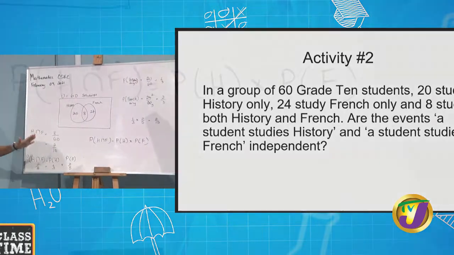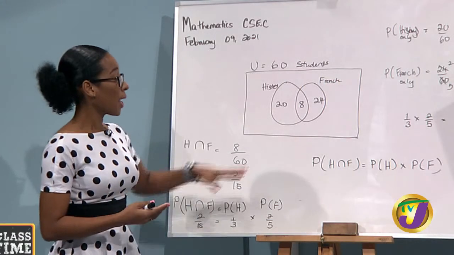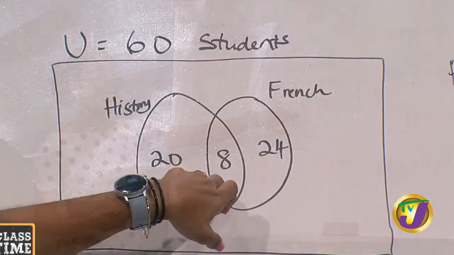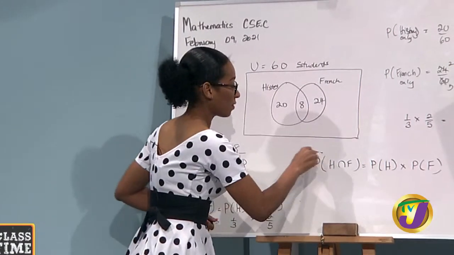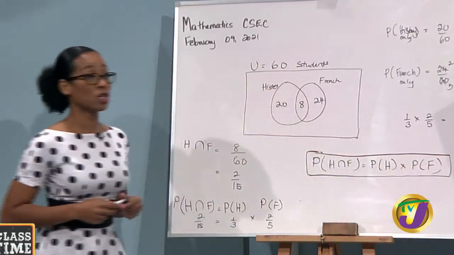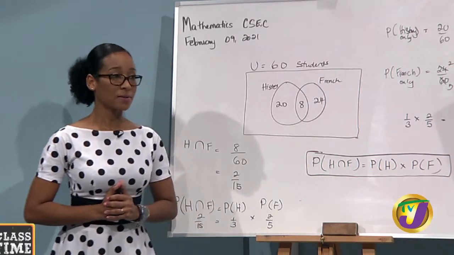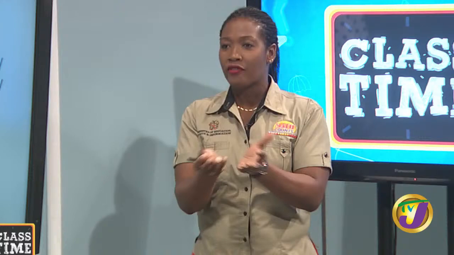Here we have our multiplication coming in, which we would have shared earlier, that the relationship between the probabilities of two independent events is multiplication. We would have proven it here with our Venn diagram. We looked at history and French to be 8 out of 60, and when simplified we have 2 out of 15, arriving at our multiplication rule. So your Venn diagram supports the multiplication rule of independent events: multiplying the probability of the occurrence of one event by the probability of the occurrence of the second event gives you the probability of both events occurring.